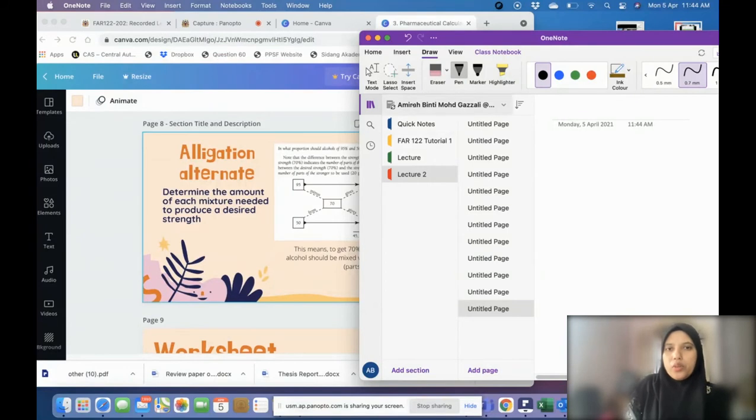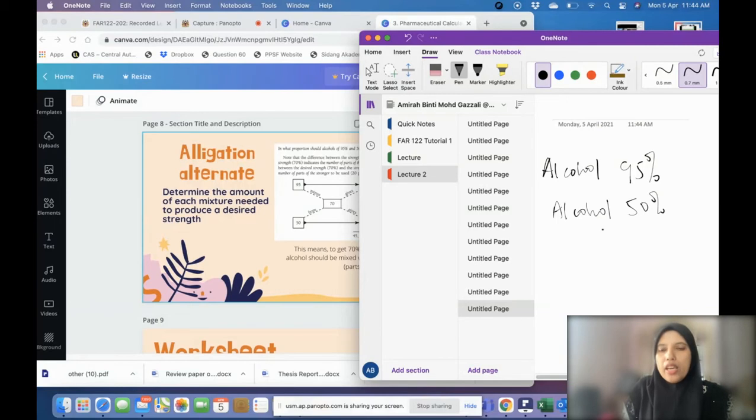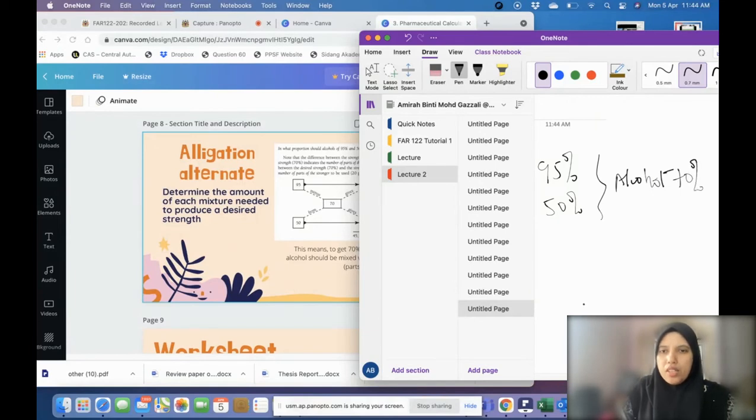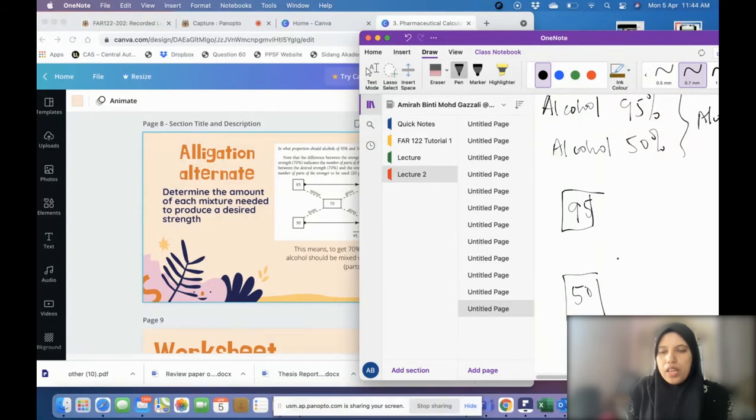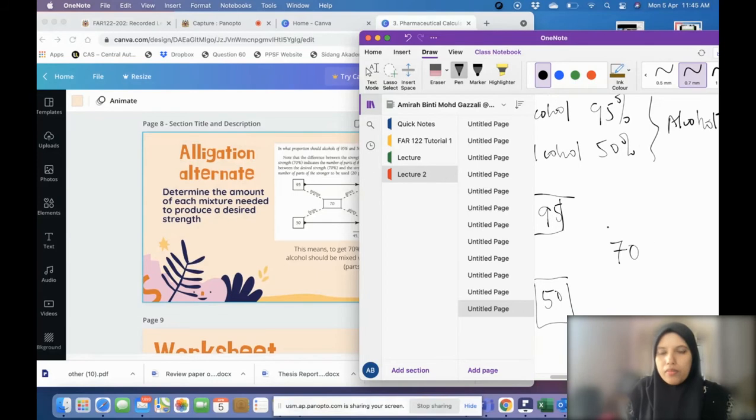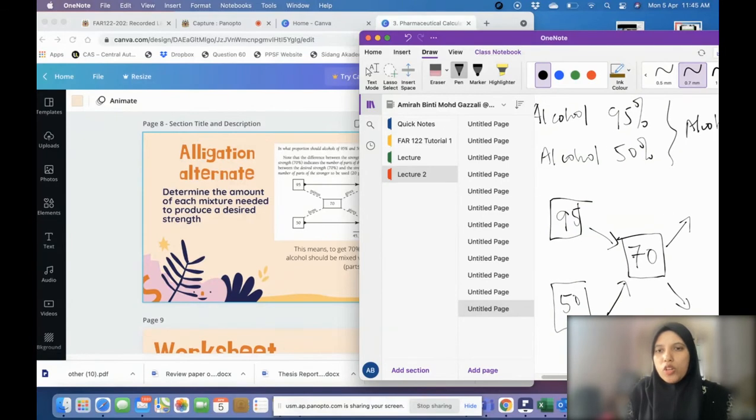Okay, so here what you have in your pharmacy is alcohol 95% and alcohol 50%, and you want to produce alcohol 70%. So the method will require you to cross subtract. Okay, so you have your alcohol 95 here and your alcohol 50 here, and what you want to produce is alcohol 70. So alcohol 95 and alcohol 50, you are going to mix them to produce alcohol 70.